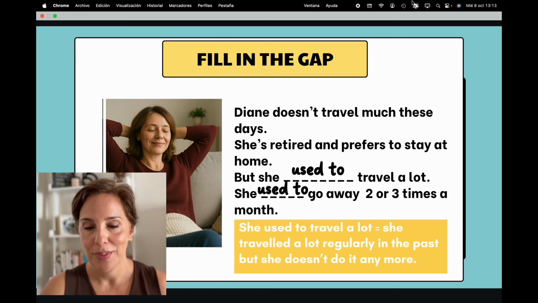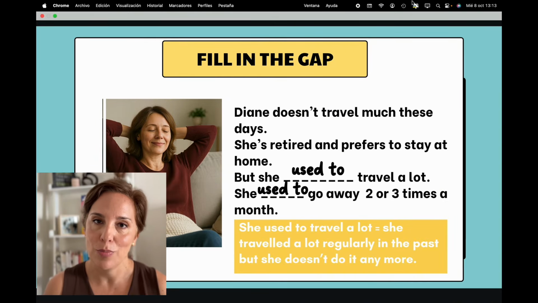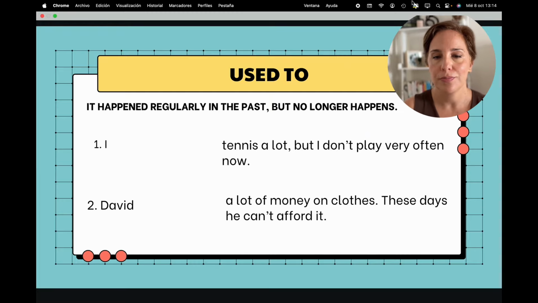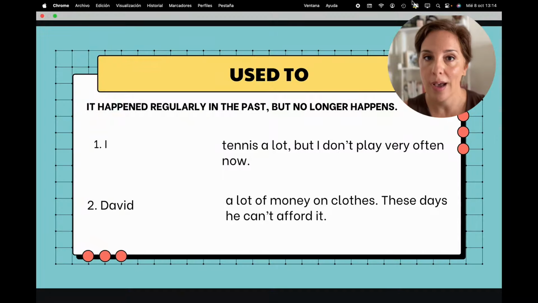times a month. So when we use used to, it means that she used to travel a lot. So she traveled a lot regularly in the past, but now she doesn't do it anymore. So that's the meaning of the structure used to. Let me show you a couple of examples. So again, it's something that happened regularly in the past, but no longer happens.